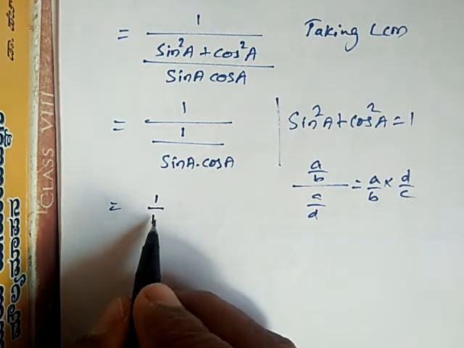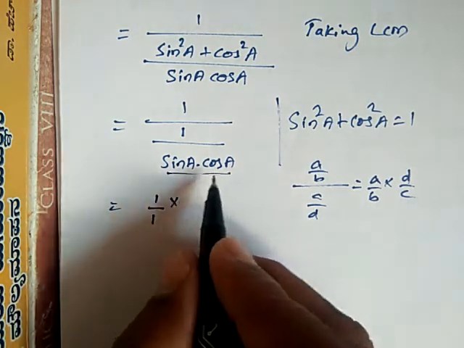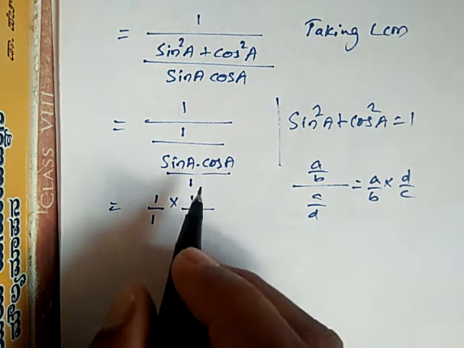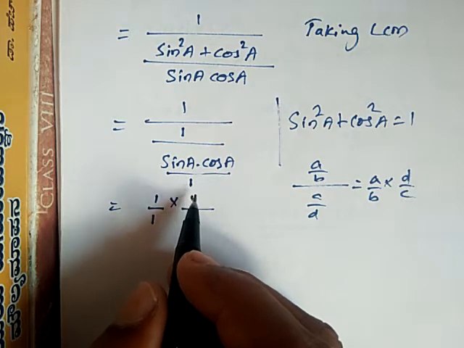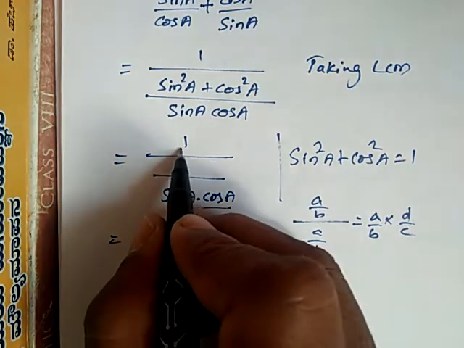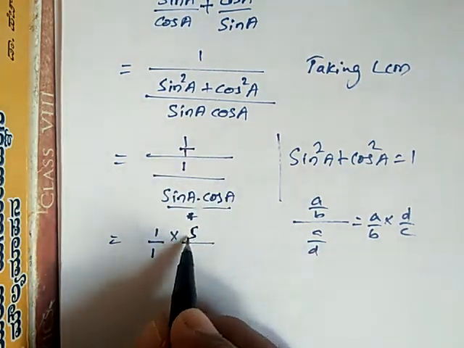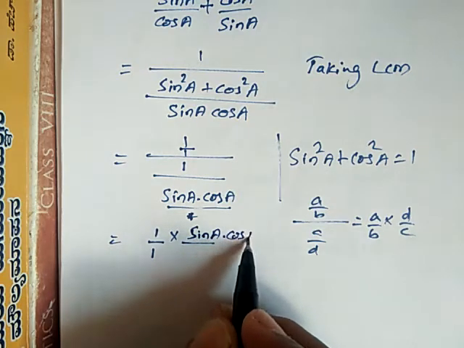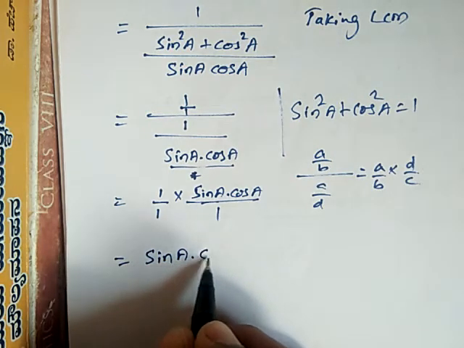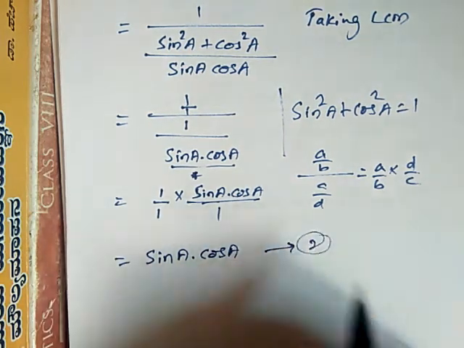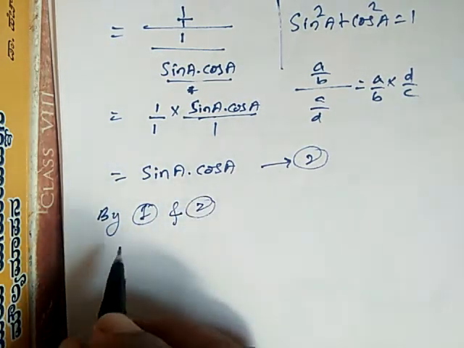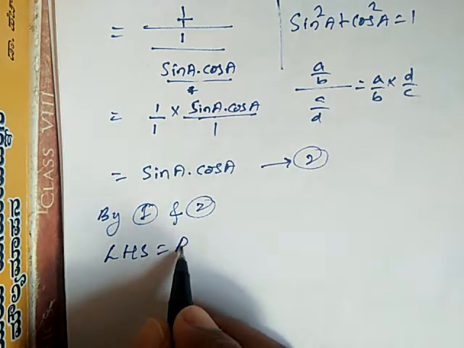So here it is 1 by 1 divided by (sin A into cos A), so the denominator will come to the numerator. It is divided by 1 here, so sin A into cos A will come to the numerator. So this will be sin A into cos A. This is called equation 2. So by 1 and 2, you can say that LHS is equal to RHS.